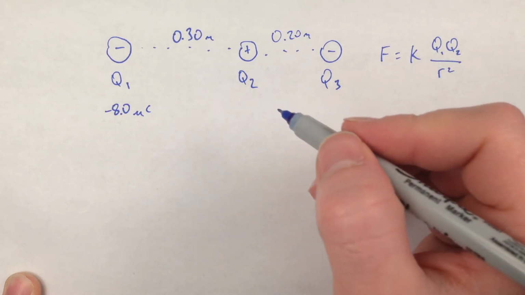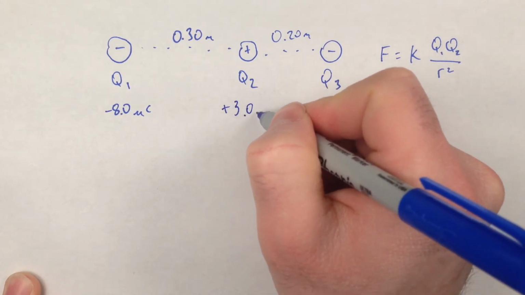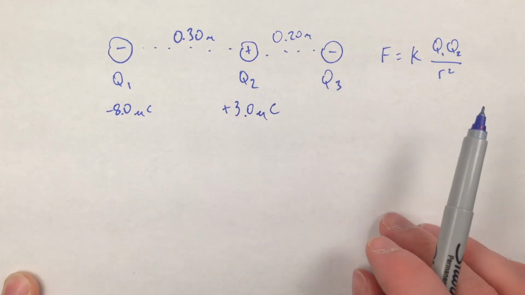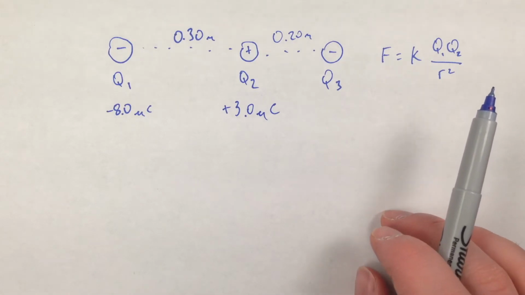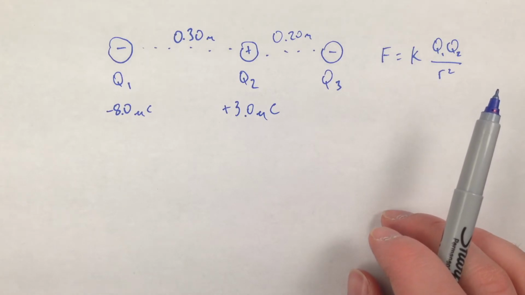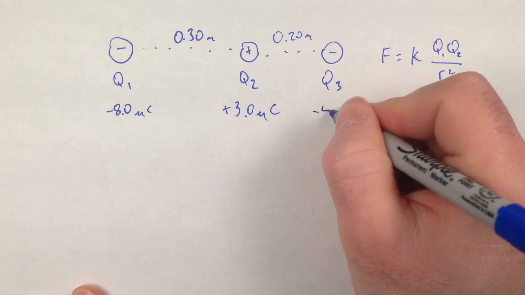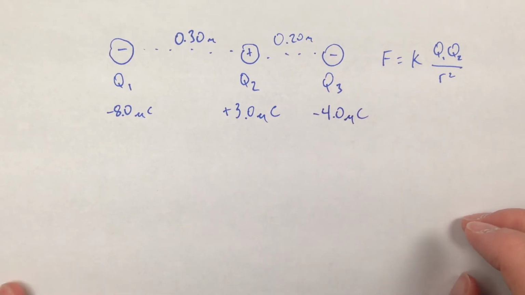Let's say charge 2 is going to be positive 3 microcoulombs. Now, I know that ordinarily when you leave a number without a sign, it's assumed to be positive. But because charges come in positives and negatives, if I don't put a sign on there, it kind of just looks like a magnitude, and I want to specify that it's positive. And the last one, let's let that be negative 4.0 microcoulombs.